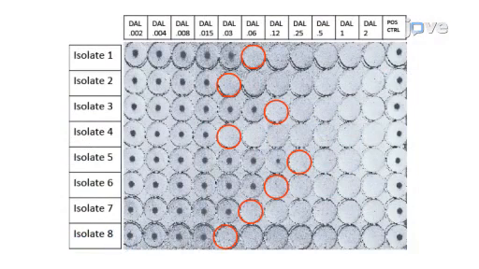The next day, read the minimum inhibitory concentration as the lowest concentration that completely inhibits bacterial growth in the wells as detected by the unaided eye.